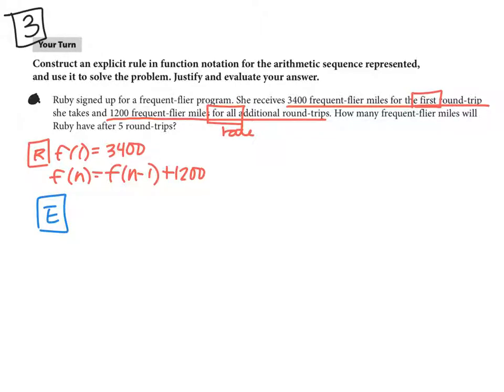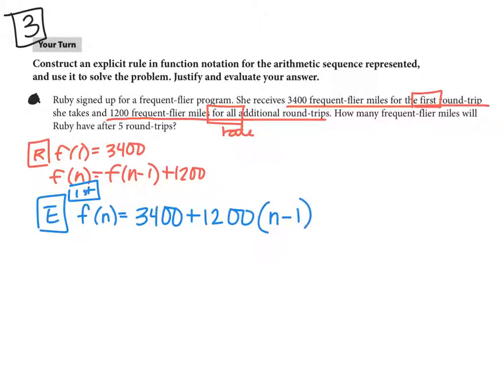Okay, when we go to write explicit, this time I'm going to stay in that second format because it's a little harder to count forward and backwards when you don't have a table or a graph to look at. So I'm just going to say f of n equals, this is me starting with the first term. So since they're giving me the first, it's going to be 3,400 plus 1,200 times n minus 1 because they're giving me the first term. Remember, this and the term number match up there.